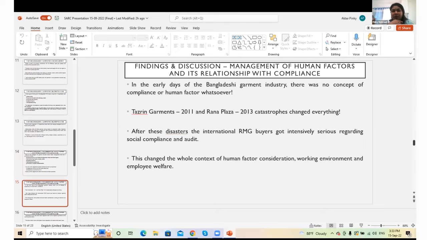In the early days of the Bangladeshi garment industry, there was no concept of compliance or human factor whatsoever. Tazreen Garments in 2011 and Rana Plaza in 2013. Catastrophes changed everything. After these disasters, the international RMG buyers got intensively serious regarding social compliance and audit. This changed the whole context of human factor consideration, working environment, and employee welfare.